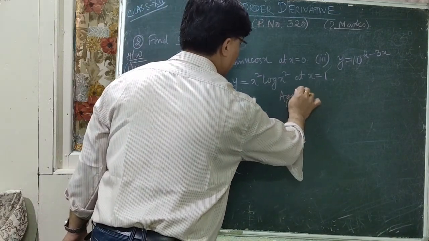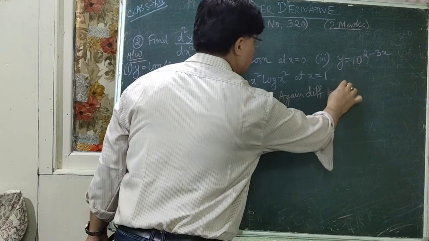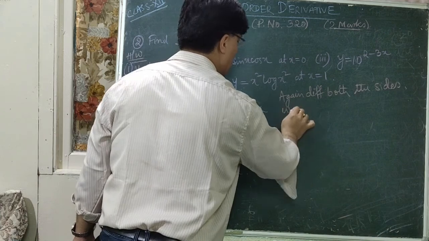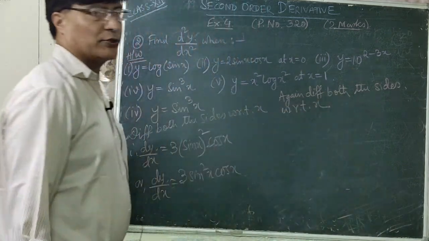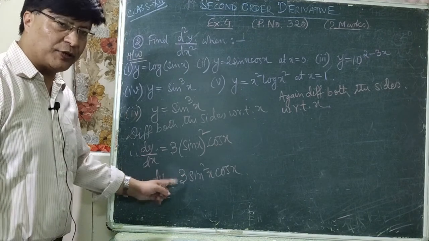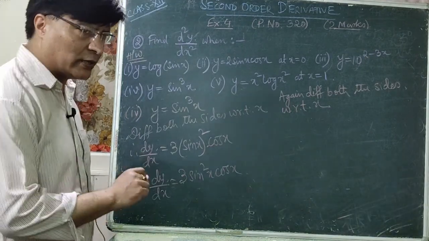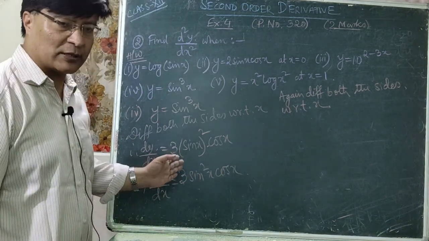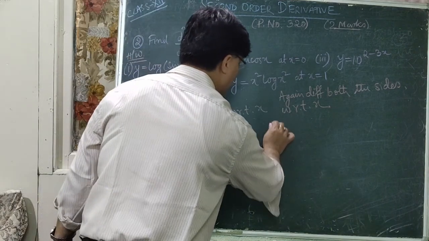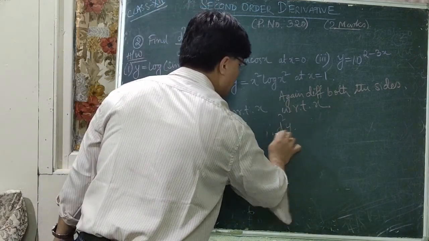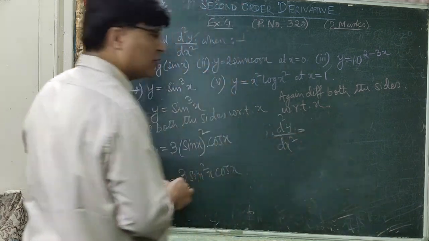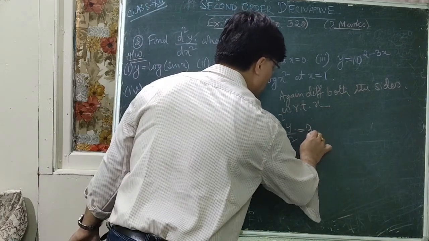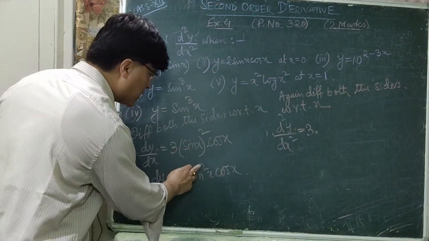So again differentiating both the sides with respect to x, right? Now you have to differentiate 3 sin square x into cos x. So here 3 is constant, but the variable here is sin square x cos x. So here 3 is constant, so it remains as it is. So therefore, differentiation of dy by dx will be d2y by dx square is equal to 3 into, now what is the differentiation of sin square x?